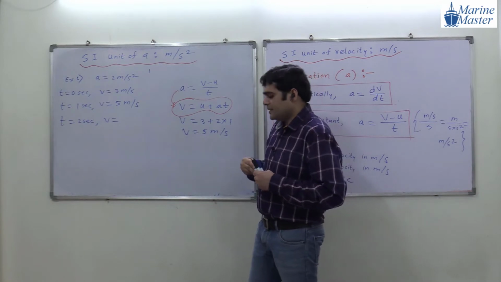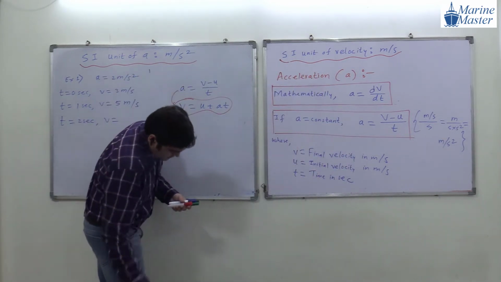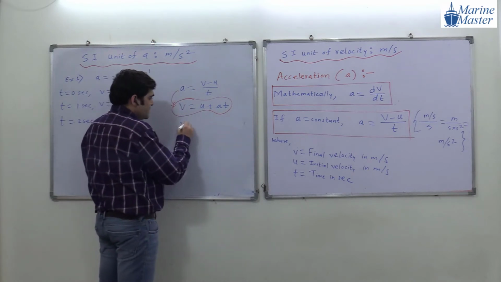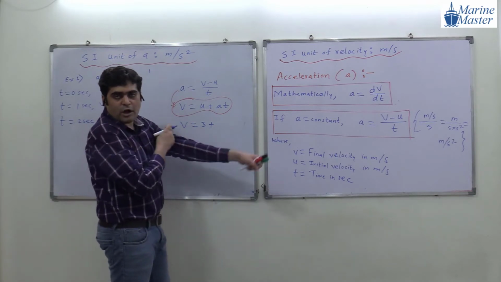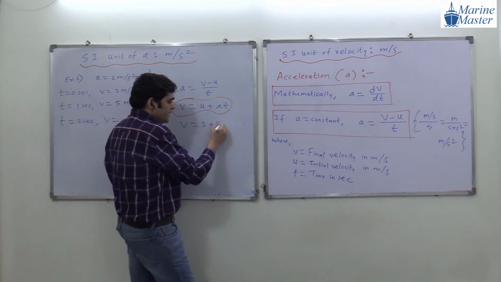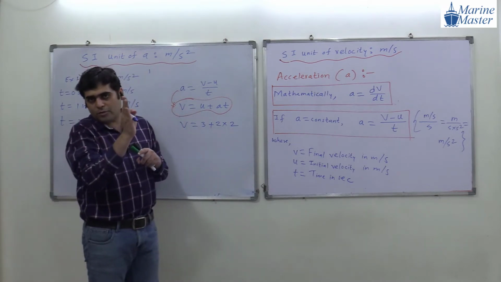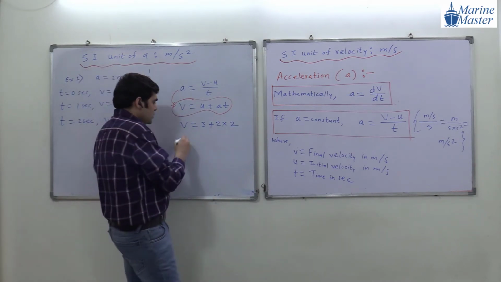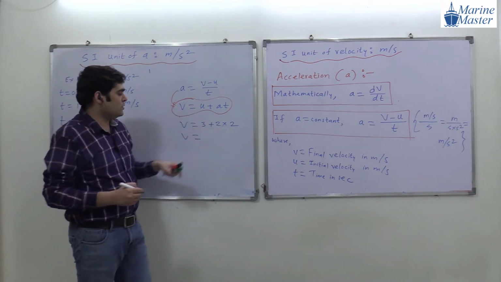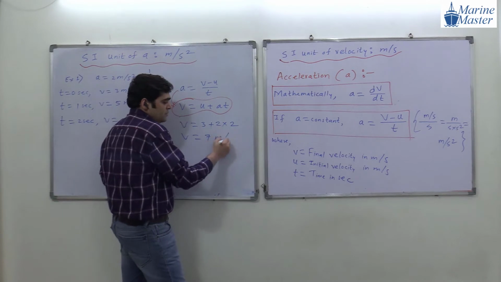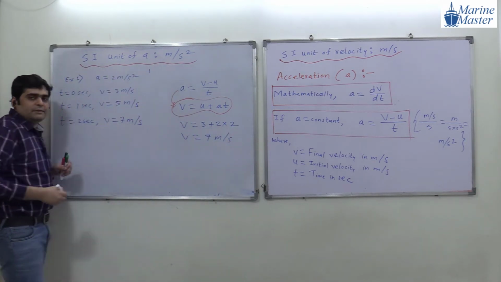So now guys, try to see the point here. Our V is equal to initial velocity, by default 3, plus acceleration, 2 meter per second squared, times time, 2 seconds. Starting from the 0th second to 2 seconds. 3 plus 2 into 2, 4. So 3 plus 4, 7 meter per second. Velocity after 2 seconds will become 7 meter per second.